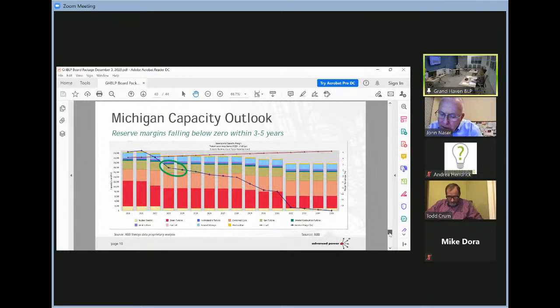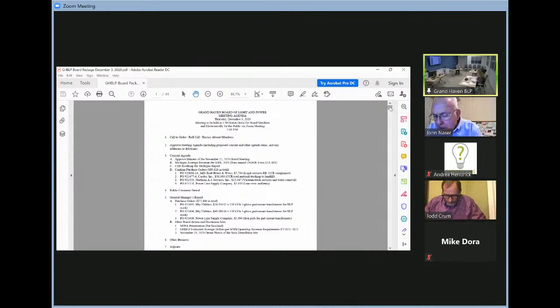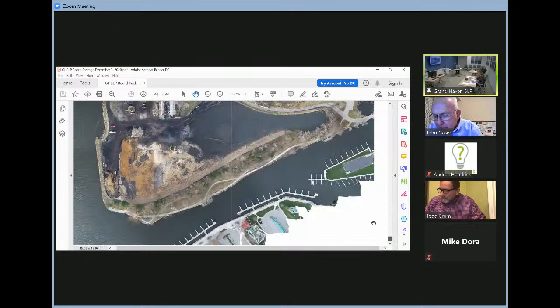Next thing on the agenda, just a couple pictures there I wanted to talk about. Any other questions on that? Thanks for indulging me a bit more. We just got a couple pictures we wanted to show you as well.